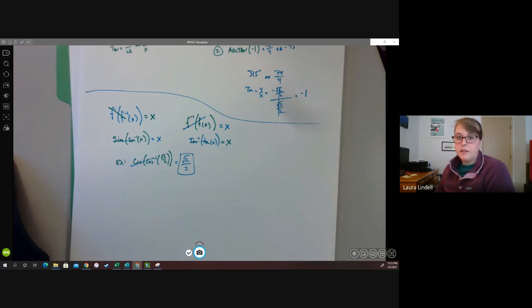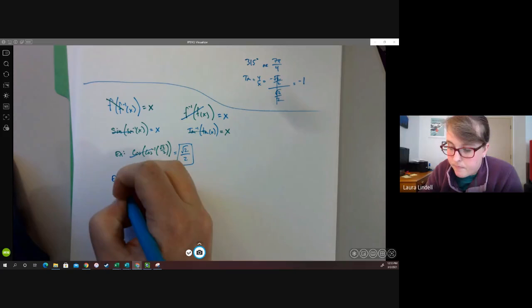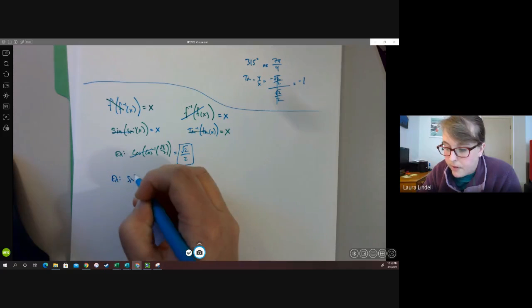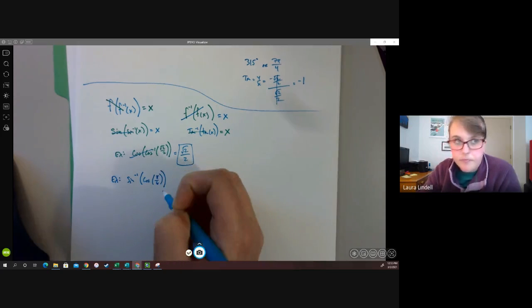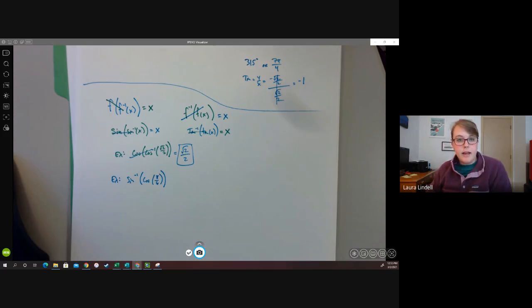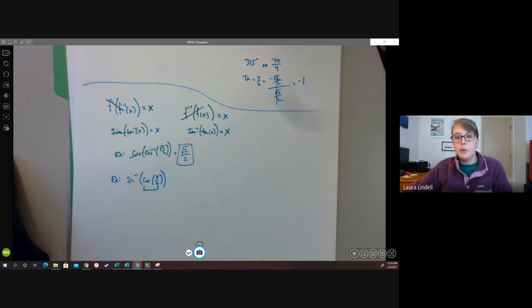But they can only cancel like that if they are the same type of trig function. A cosine and a cosine inverse can cancel each other out, but a cosine and a sine inverse cannot. So occasionally you'll see something like this other case, where we have sine inverse of cosine of pi over 6. If you want to evaluate that, you first have to start on the inside and evaluate the cosine of pi over 6, and then you can use that to simplify the sine inverse portion.